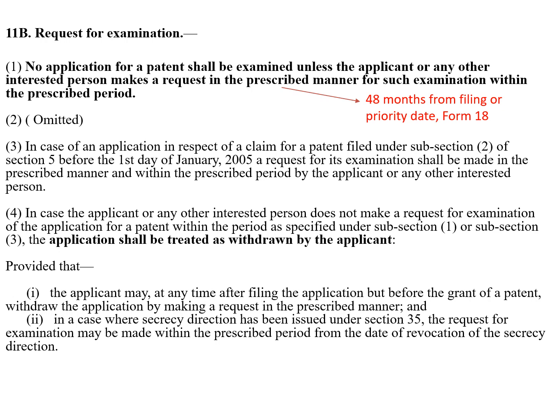Then the same thing, that is written in subsection 4, that if the applicant or any other interested person does not make a request for examination within the 48 months period, the application shall be treated as withdrawn by the applicant. And in case a secrecy direction has been issued under section 35, the request shall be made within the prescribed period from the date of revocation of the secrecy direction.